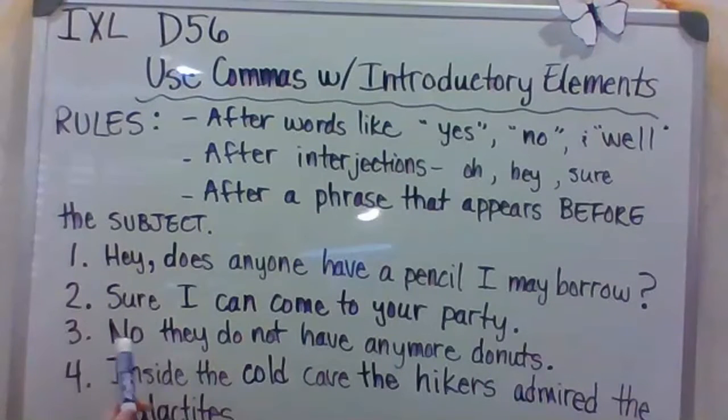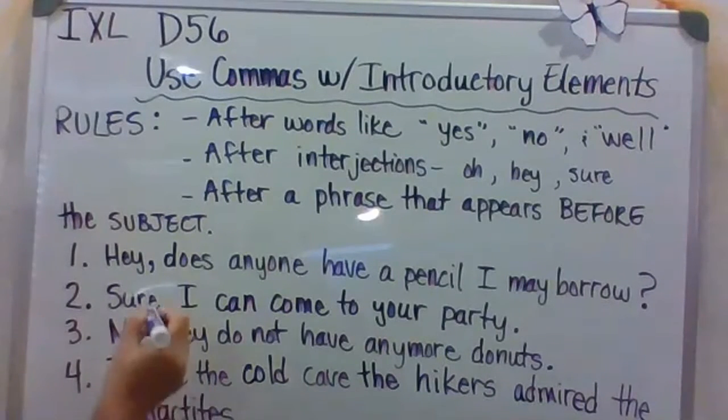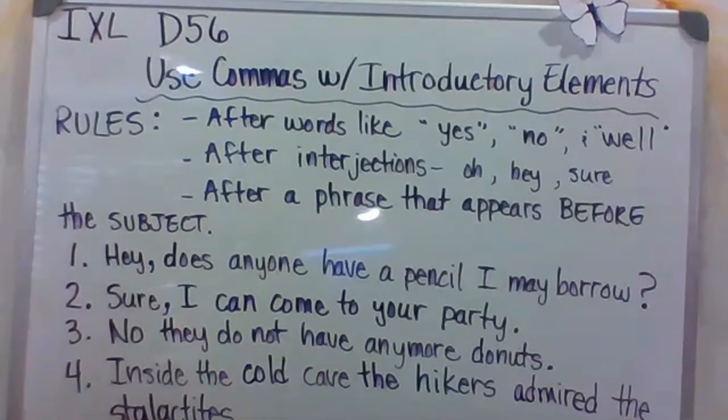Number 2 says, sure, I can come to your party. Sure, I can come to your party. Again, those readers that dig into books, you can naturally hear that pause because you've oftentimes seen it in your reading. So sure is one of those mild interjections, and so the comma goes after that interjection of sure.